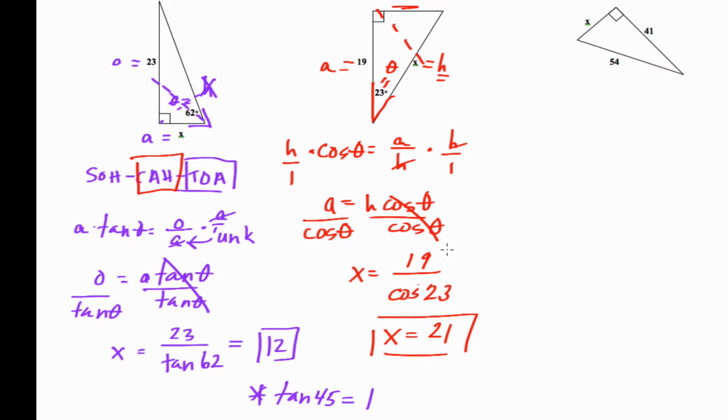When I solve for x, I put that in my calculator. I get 21. Let's do this last problem. Oh, look at this. So this last problem is deceptively easy. There's no angle given to me at all. It's just a Pythagorean theorem problem.